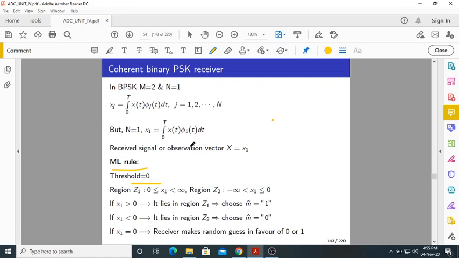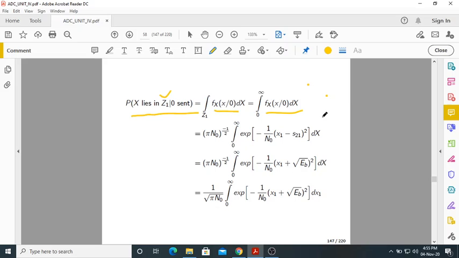Minus root AB. So you substitute everything here. What do you get here? This is the formula. S21 is minus root AB. This is what you get. Finally, this is the integral. You need to simplify. What is that?